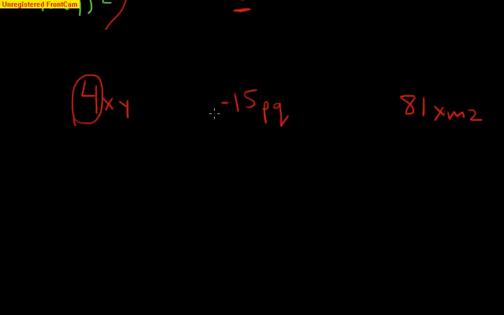So your book gives a couple examples: 4xy, negative 15pq, and 81xmz. Here are 3 examples, and what we're going to learn tomorrow is if we can combine these. So the coefficient would be 4, tells us how many xy's I have. Coefficient would be negative 15, tells us how many pq's I have. The coefficient would be 81, tells us how many xmz's I have.